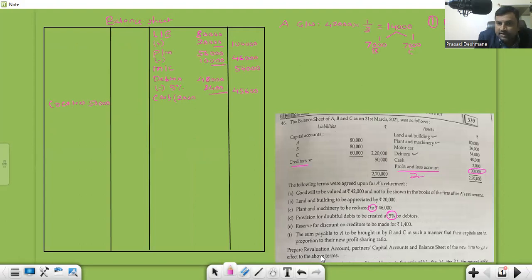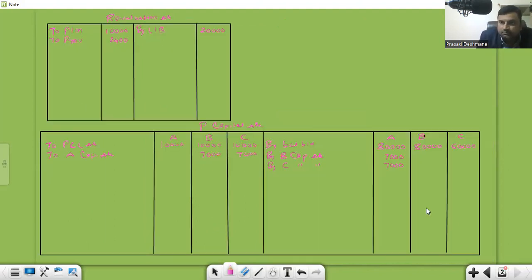After that, a reserve for discount on creditors to be made, 1,400. So I'll subtract that from creditors: 50,000 minus 1,400 is 48,600. Is a creditors reduction a good thing or bad thing? It's definitely a good thing, because a liability reduction is always good for a business.